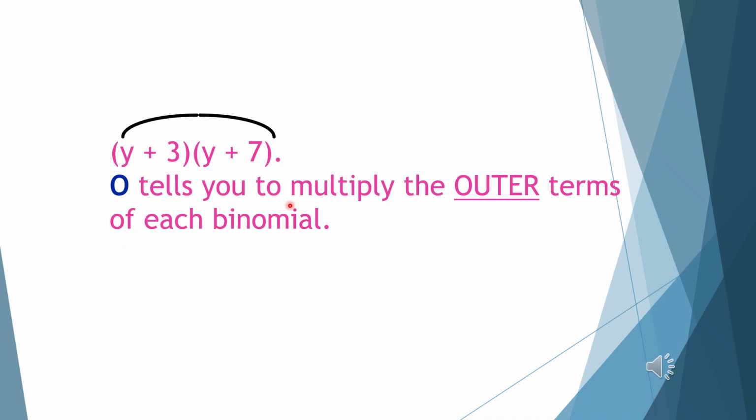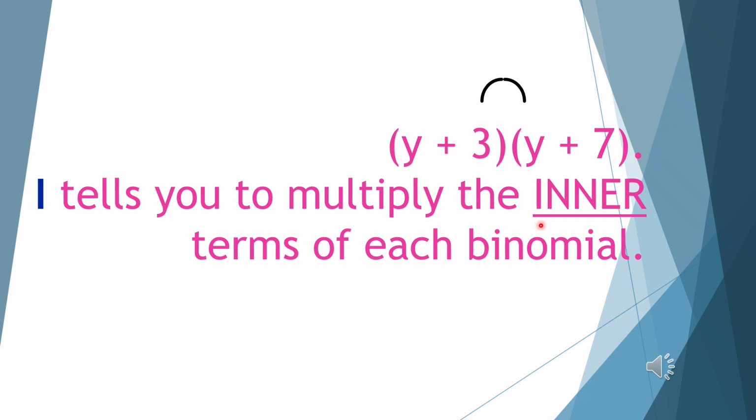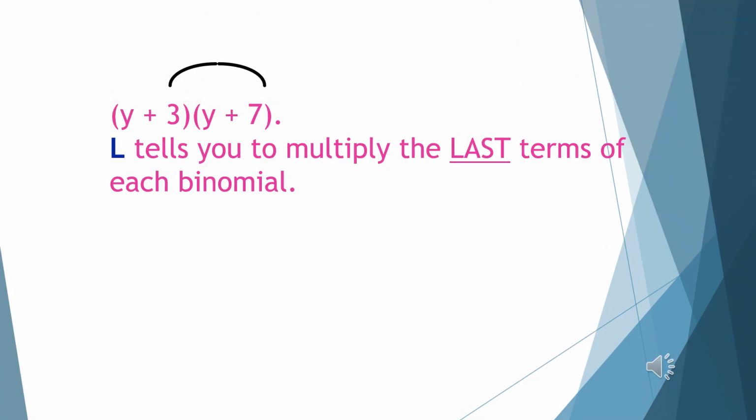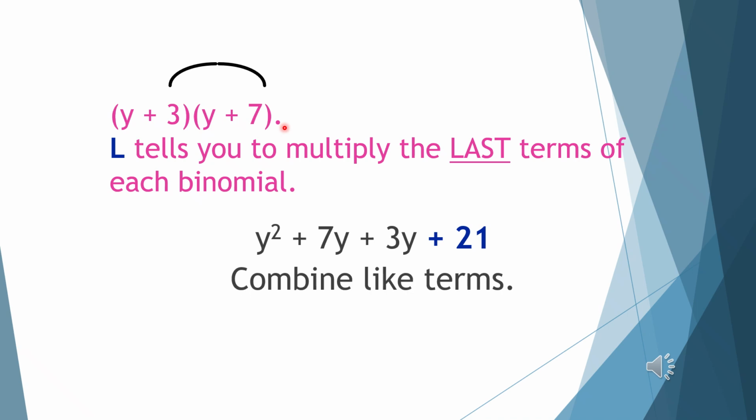Next, O tells you to multiply the outer terms of each binomial. That is y times 7, that's 7y. I tells you to multiply the inner terms of each binomial. That's 3 times y or 3y. Then L tells you to multiply the last terms of each binomial, which is 3 times 7, that is 21. And then we combine like terms, so we have y squared plus 10y plus 21. It's from 7y plus 3y.